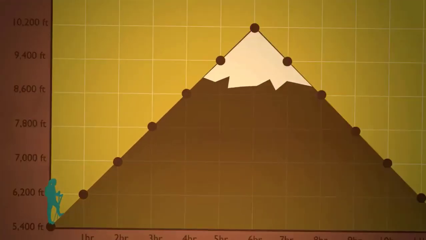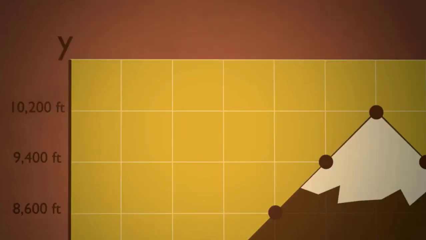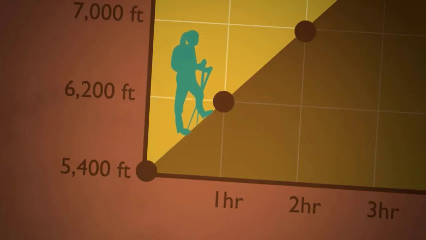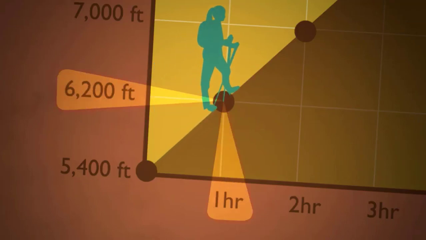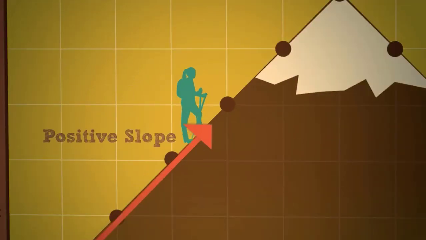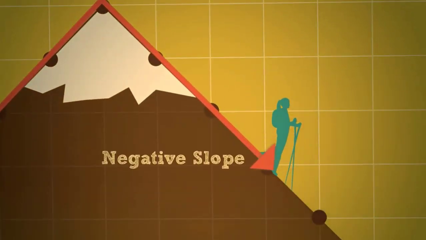For example, say you are hiking up a mountain. You start out at 5,400 feet above sea level, and the summit is about 10,000 feet above sea level. You can use a graph to show exactly how many feet above sea level you are at any given time during the hike. The slope or steepness of the line on a linear graph is the rate of change. Linear growth has a positive slope on a graph, and linear decay has a negative slope.